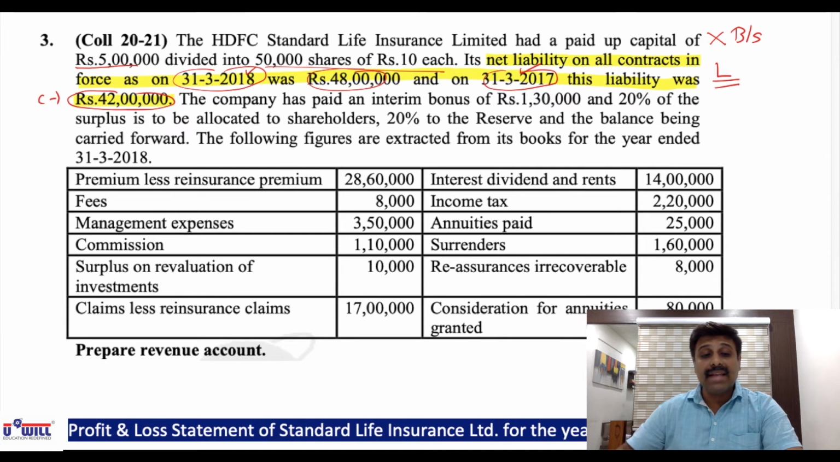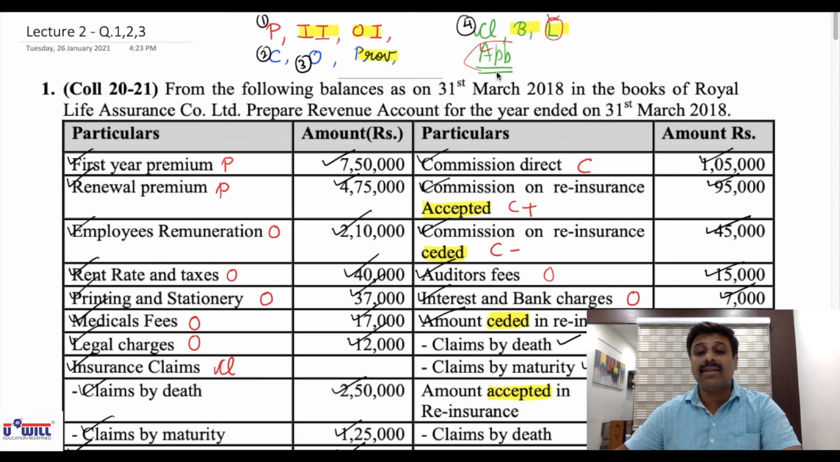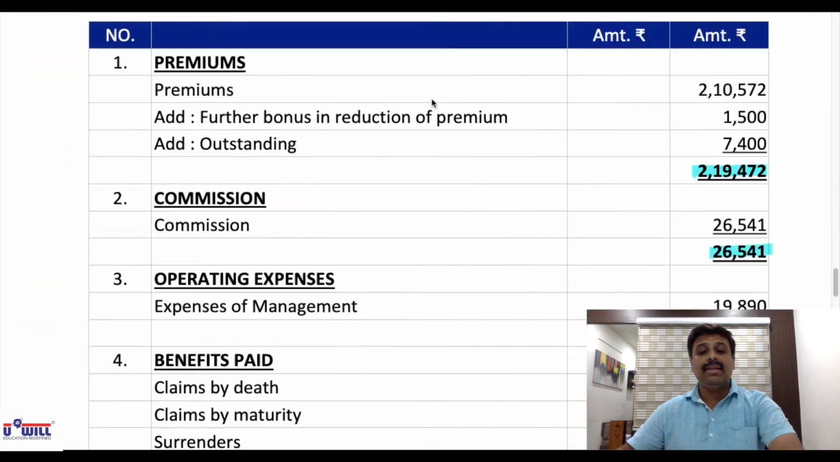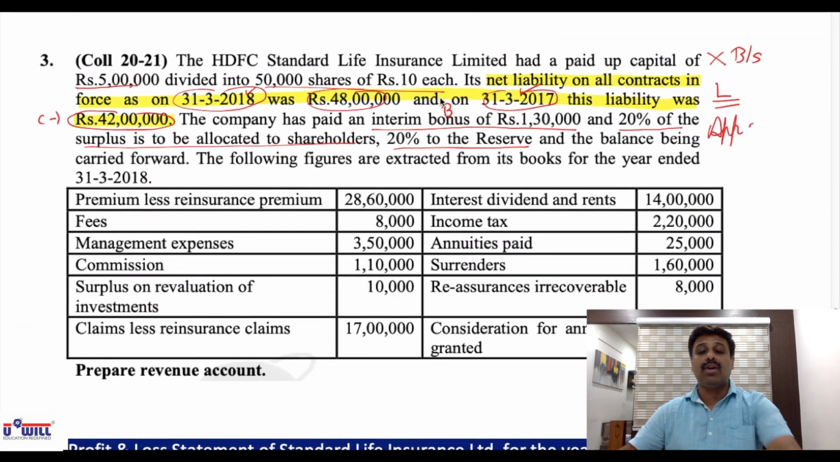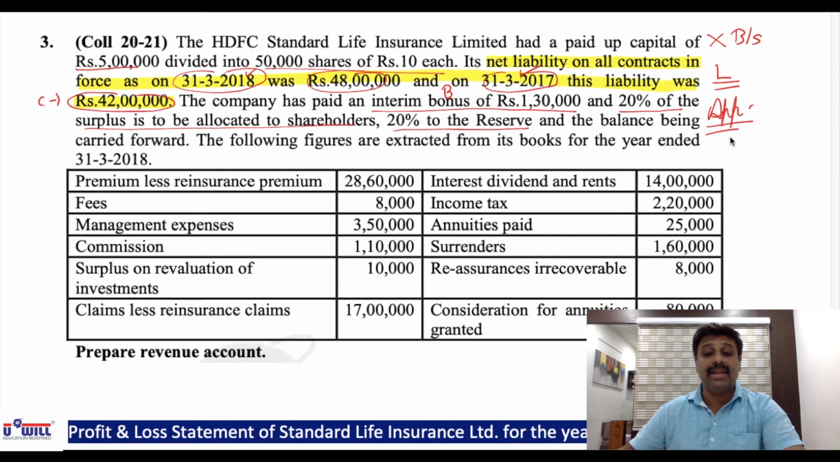Next, the company has paid an interim bonus of 1,30,000, so mark it as B. It will come in bonus in the third part. And 20% of surplus is allocated to shareholders and 20% to reserve, that is appropriations. So only liabilities and appropriations were not covered so far in question 1 and 2. Both of them are covered in question number 3. That covers each and every part of your format of life insurance company. So your appropriations are also to be written in the format.